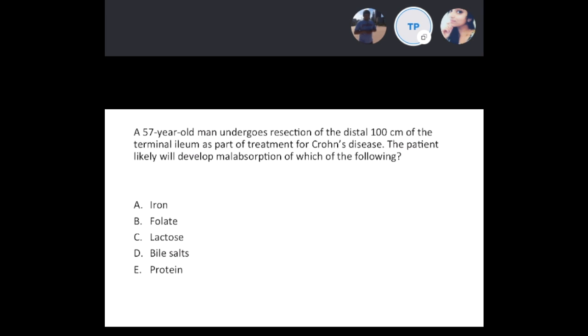A 57-year-old man undergoes resection of the distal 100 centimeters of the terminal ileum as a part of his treatment for Crohn's disease. This patient will likely develop malabsorption of which of the following?